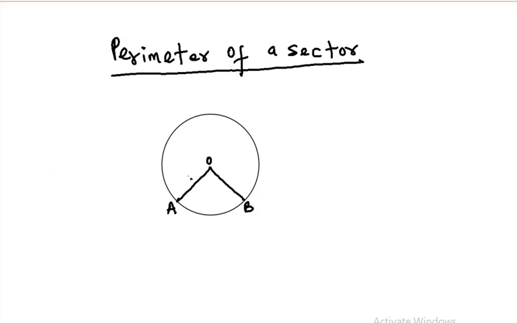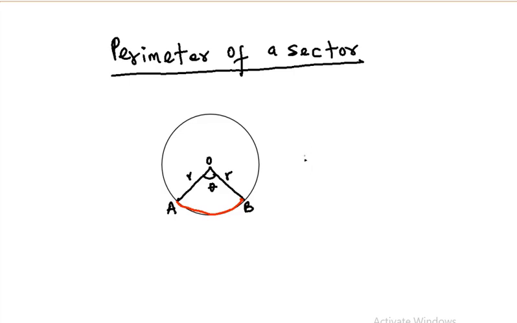As we know, line OA is the radius of the circle. Line OB is also the radius of the circle. They are equal, and the angle between them is theta. And as we know from the previous video, the length of the distance from A to B is called an arc. So AB is the length of the arc. But in this case, we are trying to calculate the perimeter of the sector. So the sector here is actually AOB.